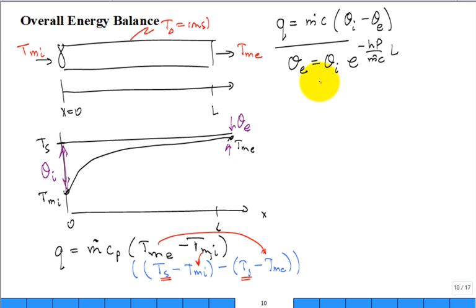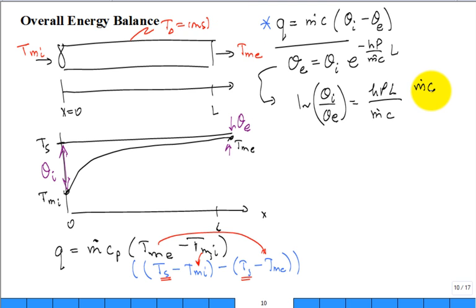So I take this equation and manipulate it just a little bit. I'll take the natural log of theta exit over theta inlet. What does that give us? Minus HP L divided by m dot C. If I switch this, it gets rid of that negative sign. Let me put theta inlet over theta exit, and I get rid of the negative sign. There, I'm happy.